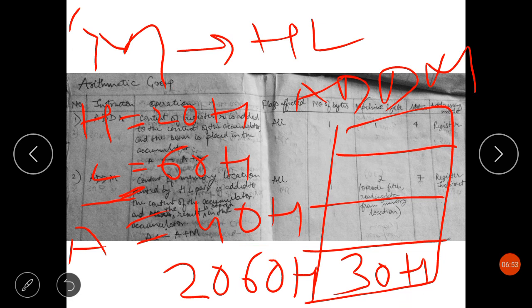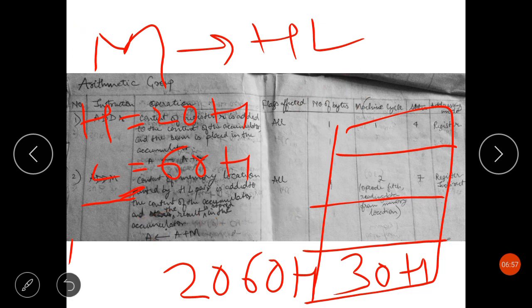Now flags affected: again it is an arithmetic operation, so all flags will get affected. Number of bytes: since the instruction is ADD M and no hexadecimal number is mentioned along with this instruction, the number of bytes of this instruction will be 1 byte only, which is the opcode of the instruction.